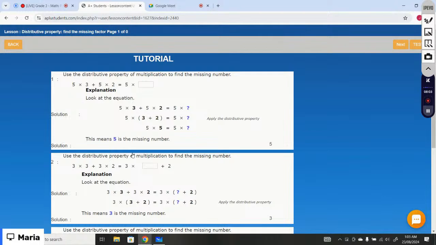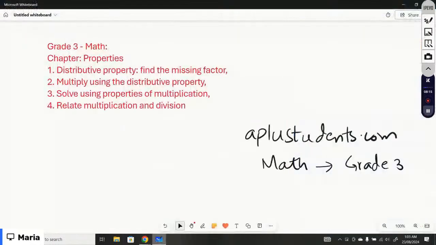So let's just start with the first example, that is use the distributive property of multiplication to find the missing number. So first let's just learn the distributive property, right? I'm going to explain the distributive property. Please listen to me carefully. So what is the distributive property? That is a very important property, so you need to learn it.